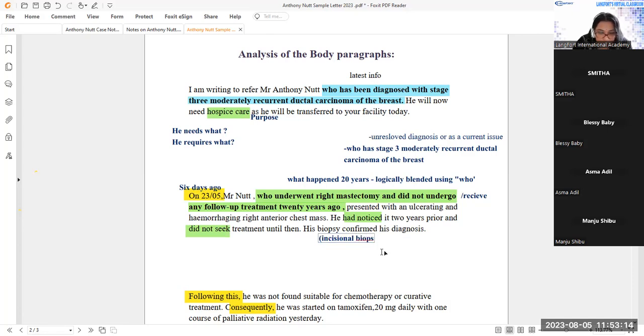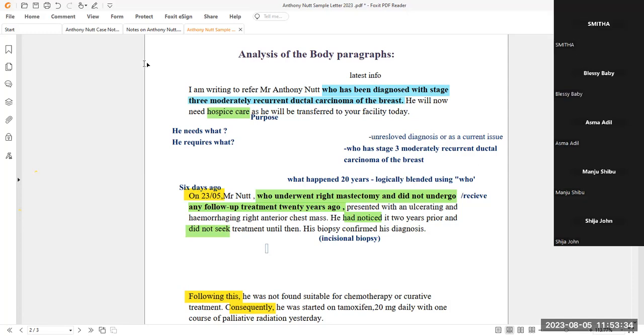Okay, all of you go through the second paragraph, and if you have any questions, please ask me. Except the relative clause, the usage of who, which, that, as I've told Asma, we already have a video on the website, not on the YouTube channel, on the website. Please check it out. If you're part of the virtual classroom, you will have access to it. Smita, Blessy, Asma, Manju, Shija, and others, go through the first and second paragraph. The theme of the second paragraph is what happened on the 23rd.